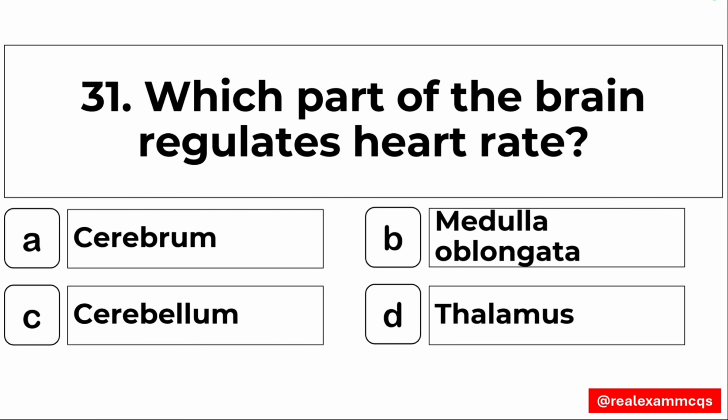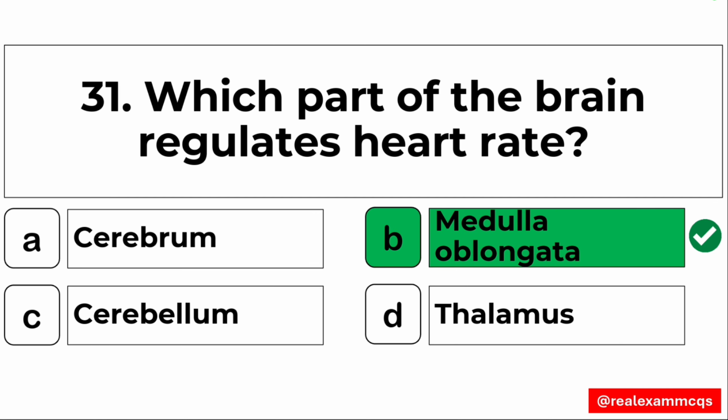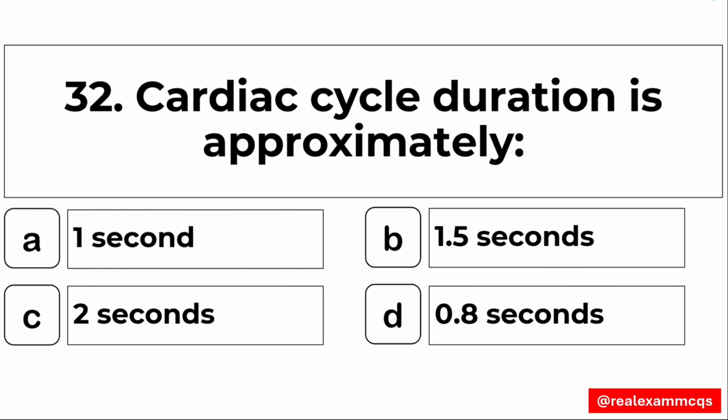31. Which part of the brain regulates heart rate? Option B is the right answer, the medulla oblongata. 32. Cardiac cycle duration is approximately 0.8 seconds.